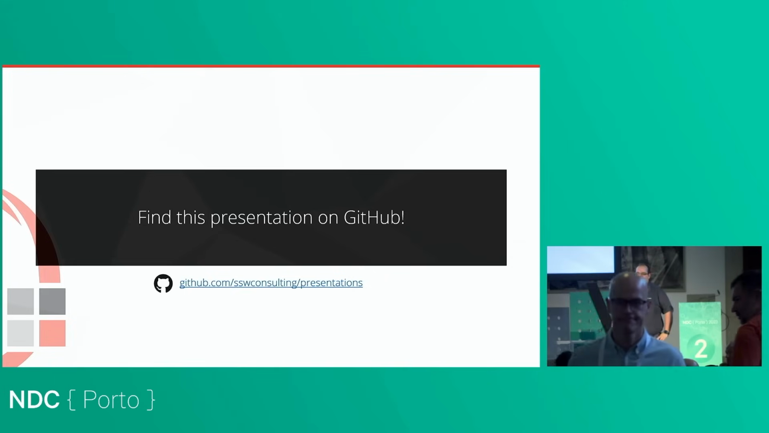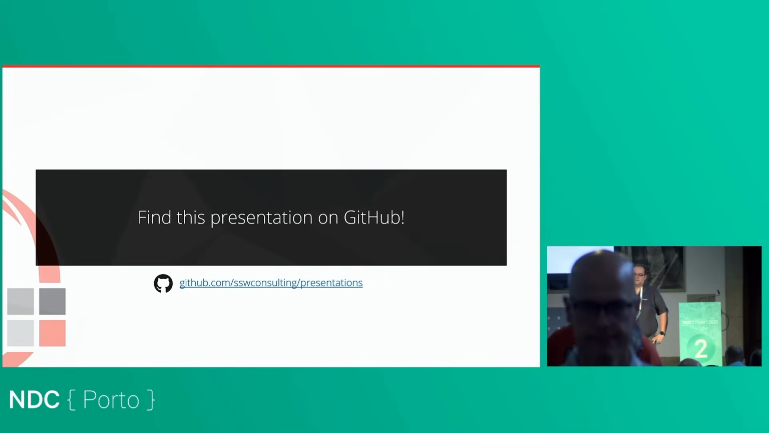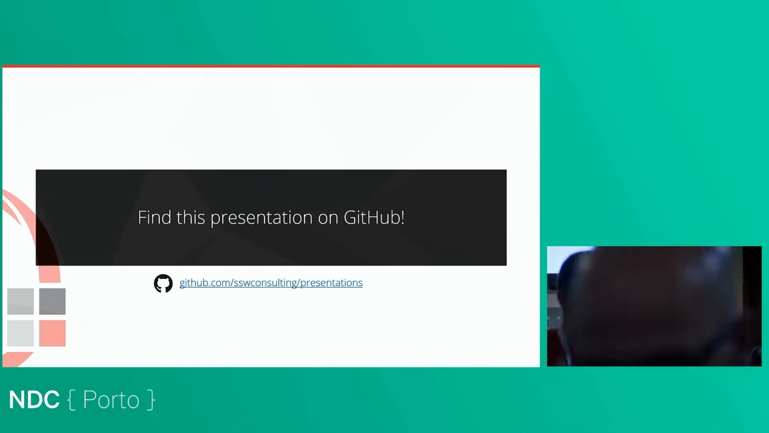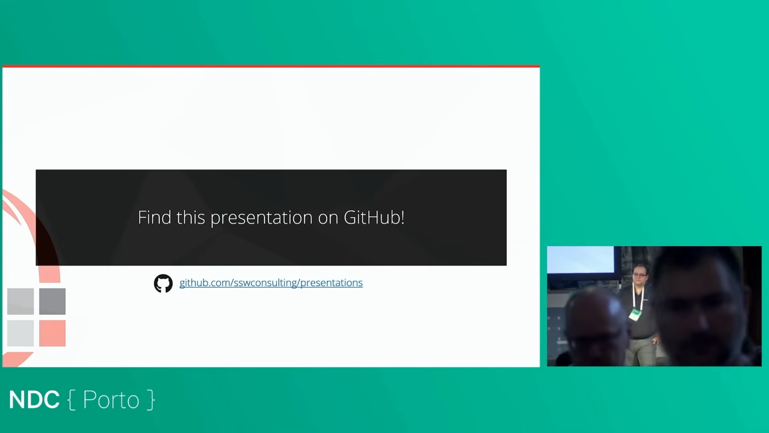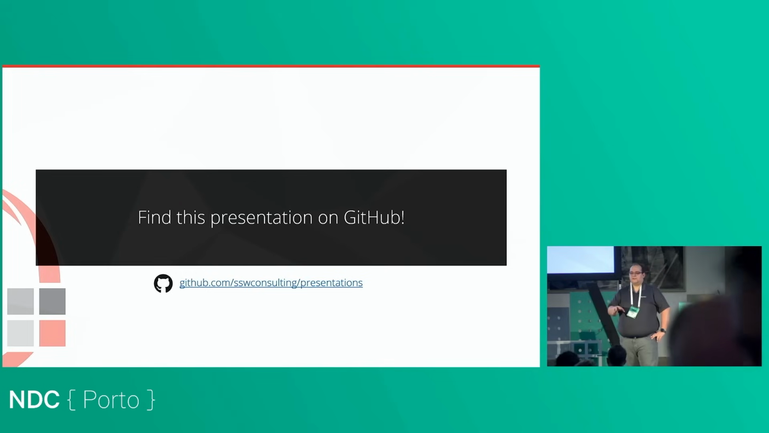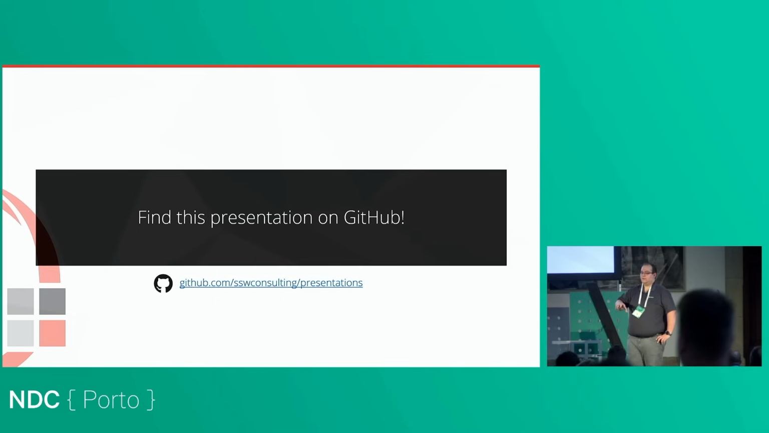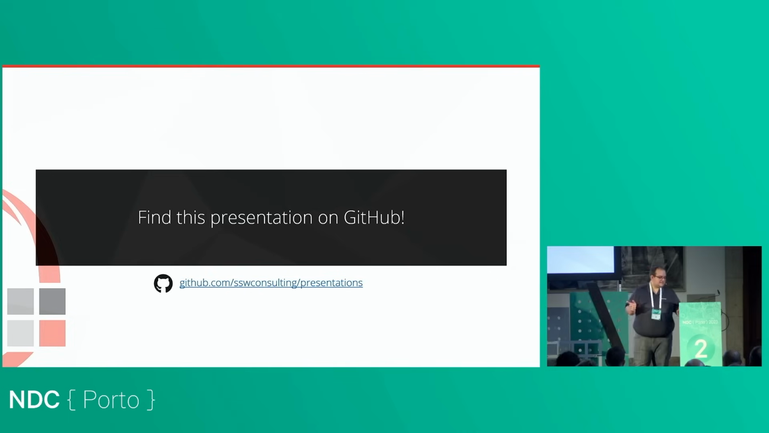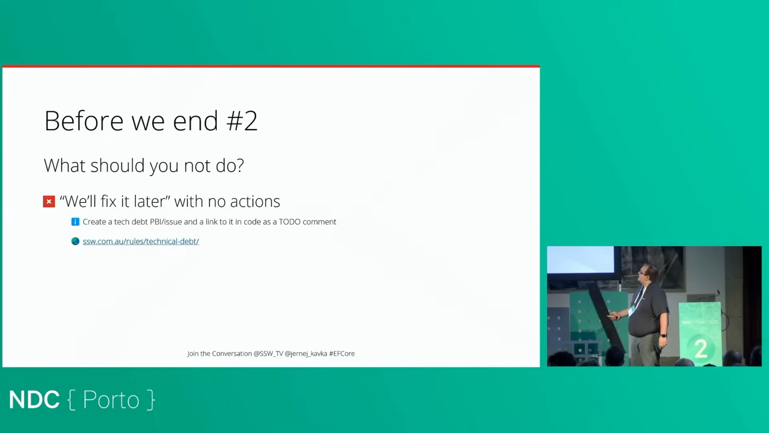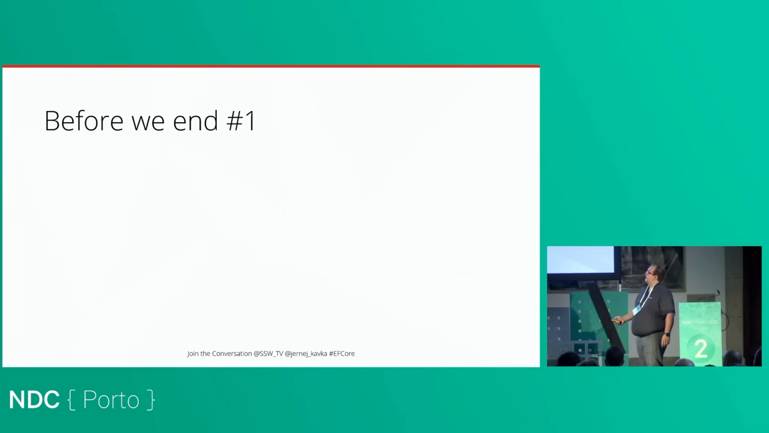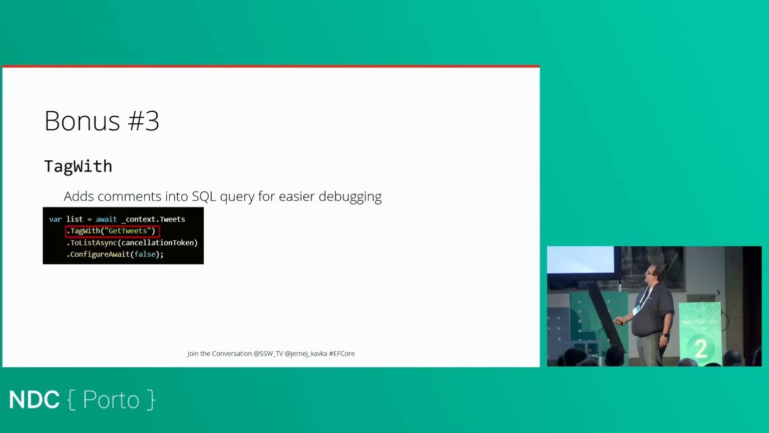Okay. The question is, do we need to call AsNoTracking if we have the manual projection? So when you're doing manual projection, AsNoTracking is implicit. But there is a caveat to the manual mapping.